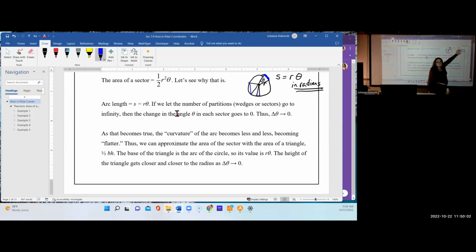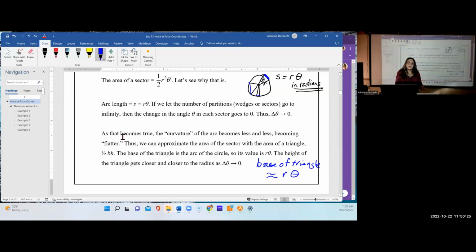And we know arc length is r times theta. So we're going to let the base of our triangle be r times theta. So we have the base of the triangle approximately equal to r times theta. And again, as theta gets smaller and smaller, they get closer and closer to the same value.